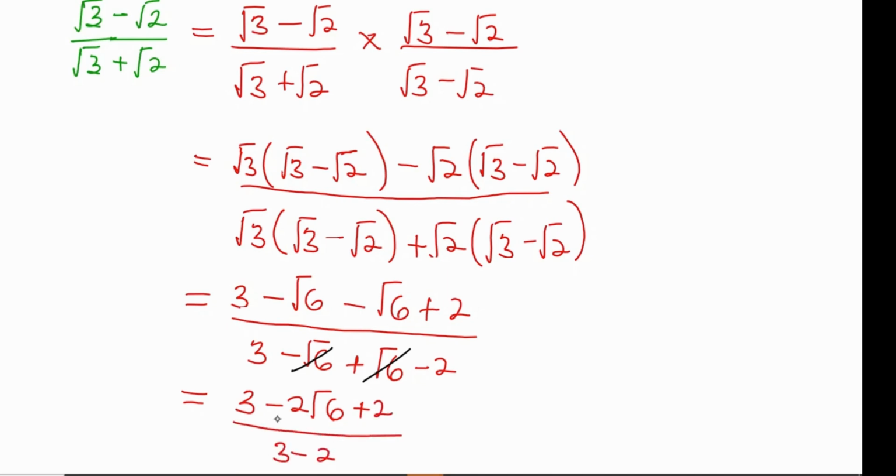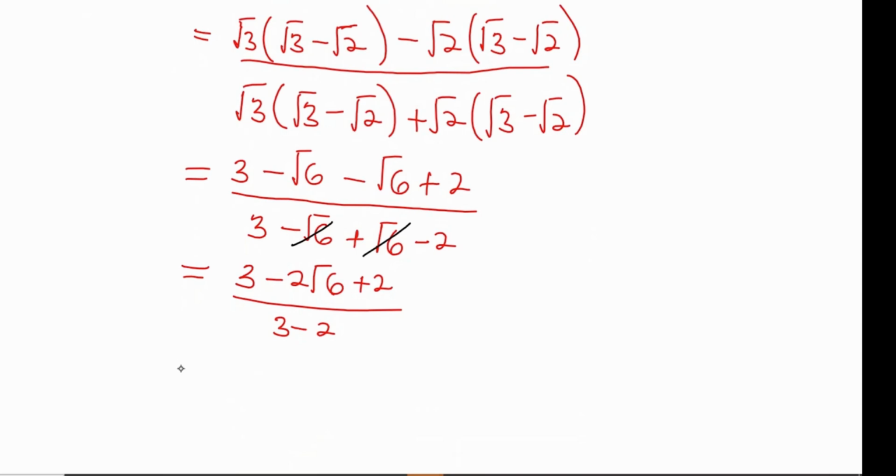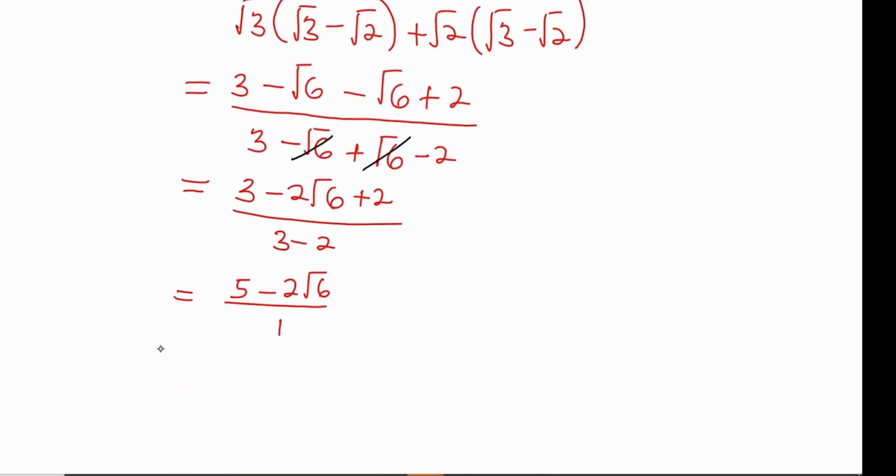And the next step here, we can see that 3 plus 2 gives us 5, so we have 5 here, and you have 2 square root of 6 all divided by 1, and at the end we should have 5 minus 2 square root of 6, and this becomes our solution to square root of 3 minus square root of 2 divided by square root of 3 plus square root of 2, and we have our solution as such.